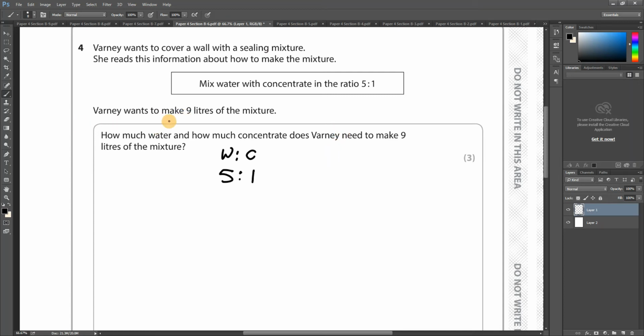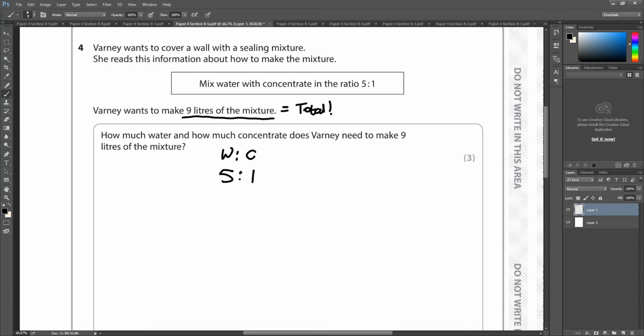Varney wants to make 9 litres of the mixture, right? Well, the mixture is both of them together, isn't it? It's the water and the concentrate. So this is definitely the total. Yeah, so you've got the total. They've told you what the total is. They've said the water and the concentrate together is going to be 9 litres.